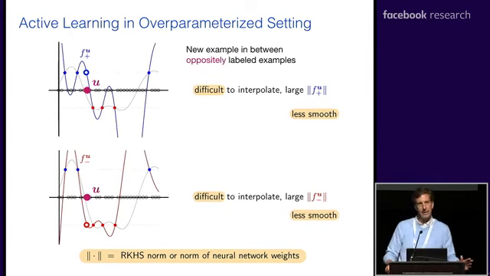If we instead look at a slightly different point, say a point that's in between two oppositely labeled examples, so this new point U is now between a blue and a red labeled example. Now no matter what we choose to label that point, either blue or red, it's going to be difficult to interpolate because you're trying to squeeze it in between two oppositely labeled examples. So in either case, it's difficult to interpolate. The new interpolation function will be much more wiggly, less smooth, and we can measure this again in terms of the norm.